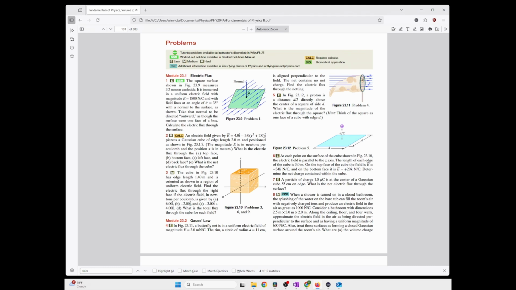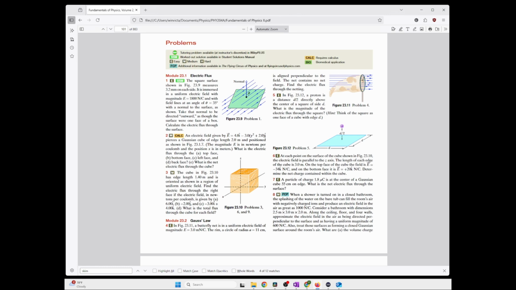Welcome to the video. In this video, we are going to look at problem number 3 of chapter 23. There's a diagram that goes with it, and that is figure 23.10. From the description, you can see that there are a couple of cases. In each case, the electric field is given, and we are supposed to do two calculations.